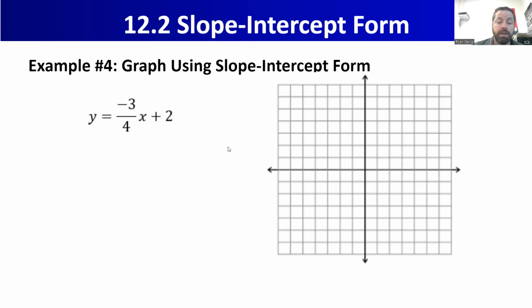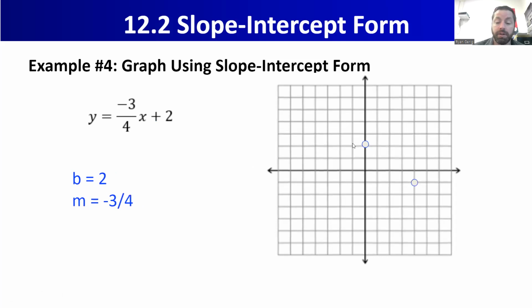Okay. Let's try another one. So the y-intercept here is 2. The slope is -3/4. So what we can do is plot the y-intercept of 2, and you can see it showing up here. And now the slope is negative. That -3 tells me that I need to go down 3. So if I go down 3, 1, 2, 3, but then that 4 is positive. So I go to the right 4, 1, 2, 3, 4, and make my second point right there. I can draw the line between them, and there's my graph.